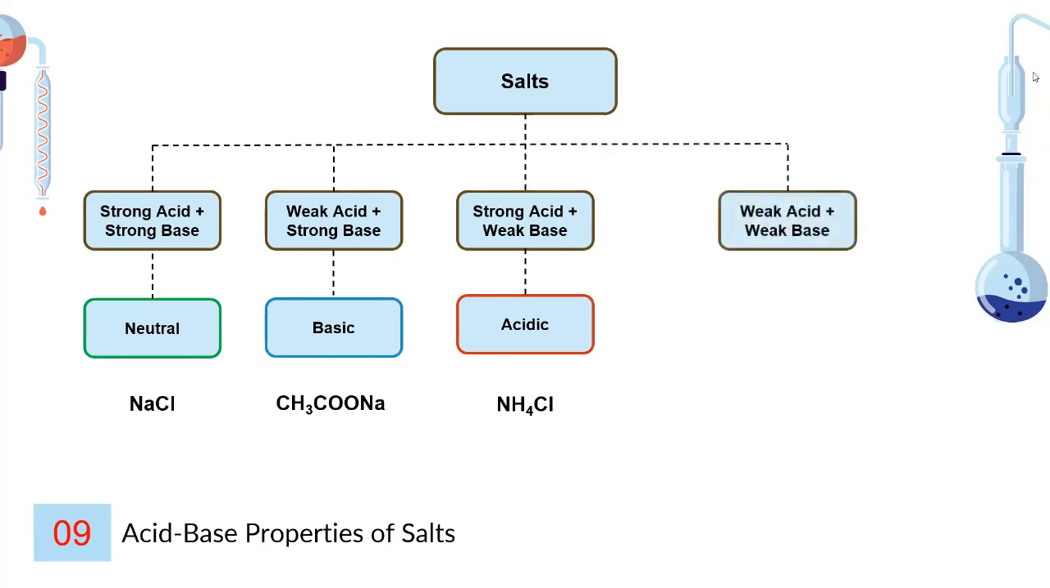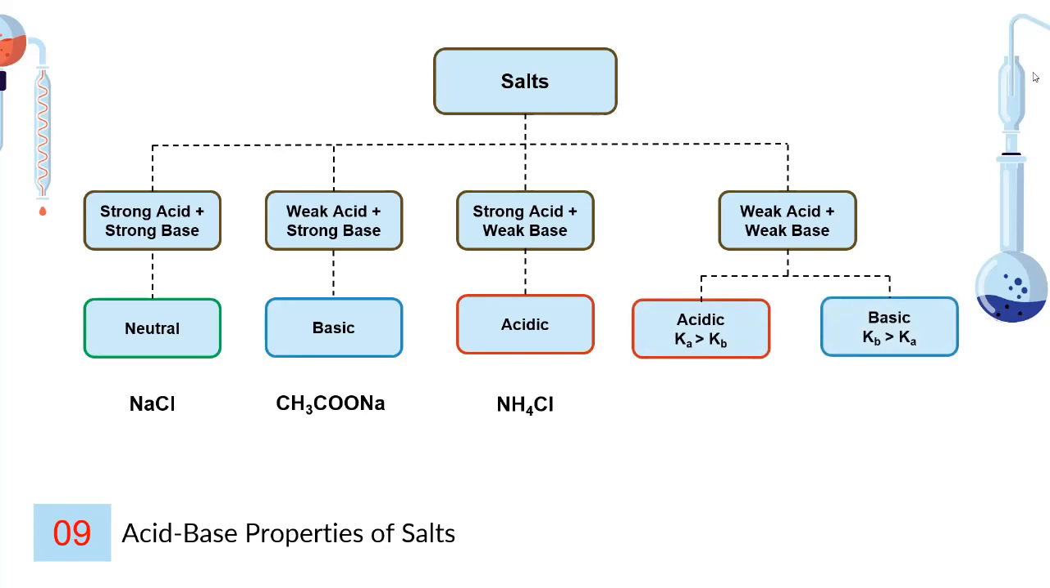the solution. If both the acid and the base are weak, the resulting salt's acid-base properties depend on the relative strengths of the acid and the base. The pH of the solution will be determined by the ionization of both the acidic and basic components of the salt. In this case, the salt would be acidic if the Ka of the acid is greater than the Kb of the base, and it will be basic if the Kb of the base is greater than the Ka of the acid. And the salt will be neutral if the Ka of the acid is equal to the Kb of the base.